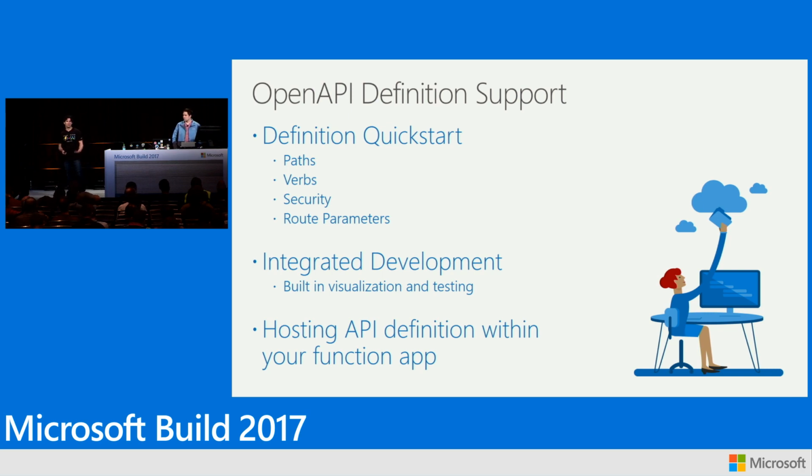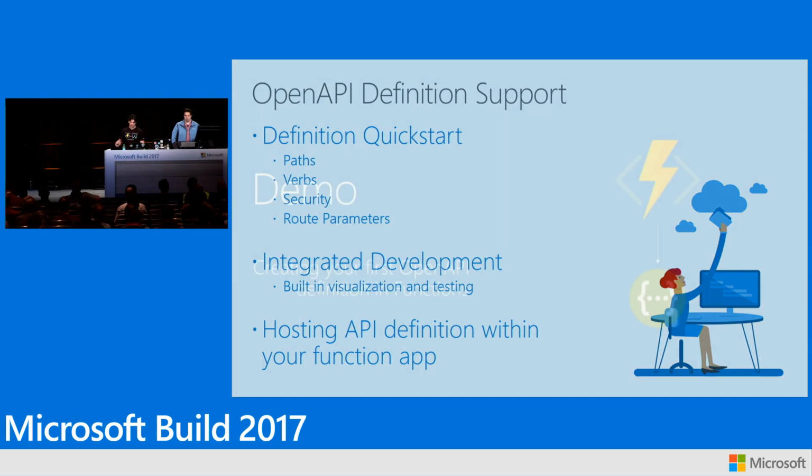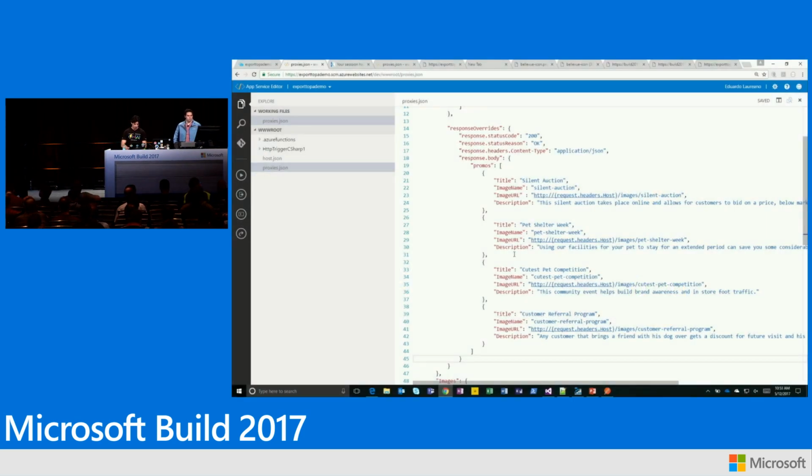Because we already know when you're building your function, you already know the routes that you're using, you know which verbs you enabled, we know your security settings. So we feel like we can really help you get started with that so you're not starting from scratch. The other good thing is if you use this feature, then you can host the Swagger within your function itself. We do the hosting automatically for you, so you don't have to host it elsewhere. So let me show you that too.